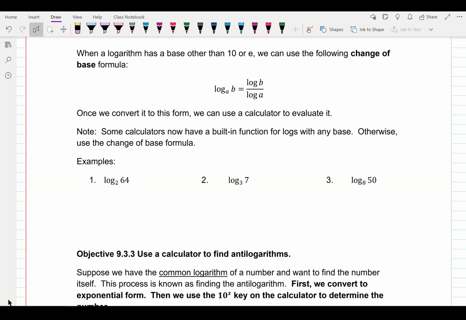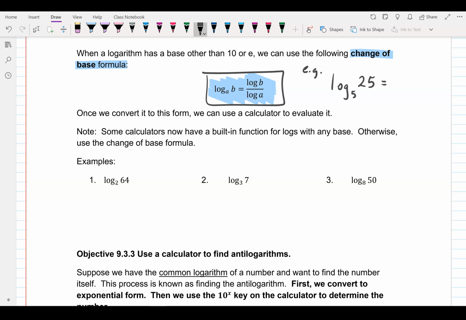So at the top of page 4, it gives us this formula. It's called the change of base formula, because it allows us to take a log of base A, of some number B, and break it into 2 pieces. So for example, if you had log base 5 of 25, like we saw before, think of it this way: the base stays on bottom, so the 5 becomes log 5, and the number stays on top.